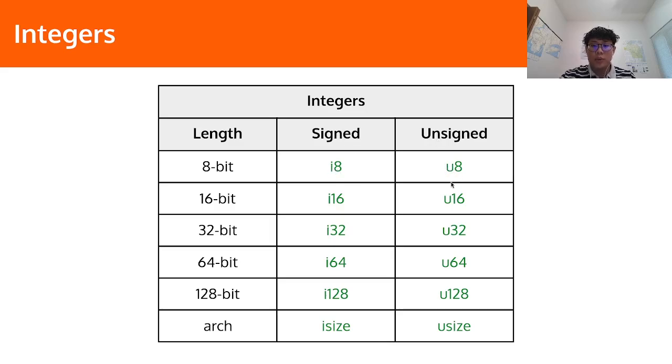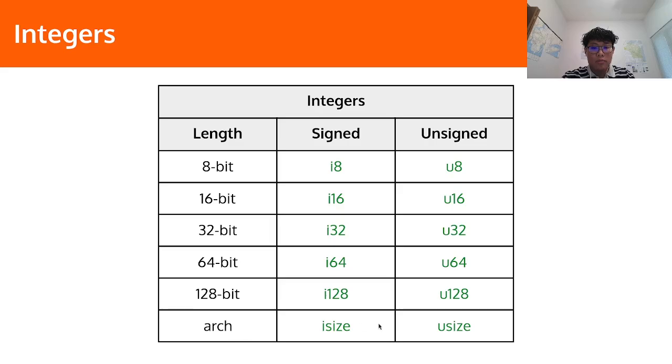So unsigned versions will start with u, signed versions will start with i, and then just how many bits. So if you want a 16-bit integer or 64-bit integer or 128-bit integer, right? And the different sizes just specify how large the number it stores can be. And then this arch stands for the architecture.